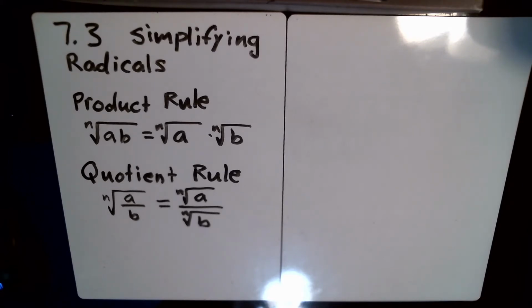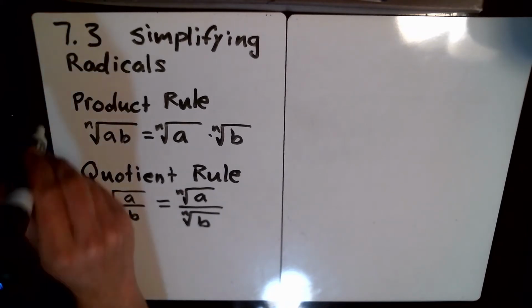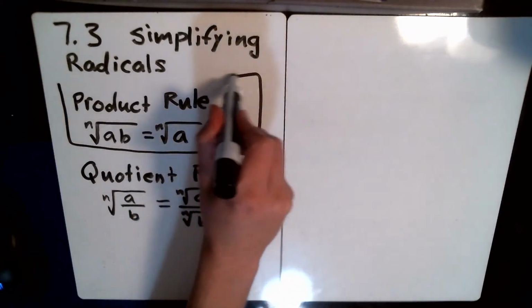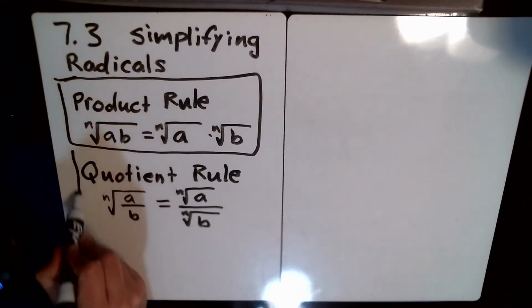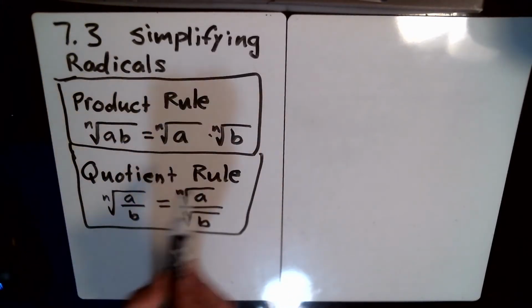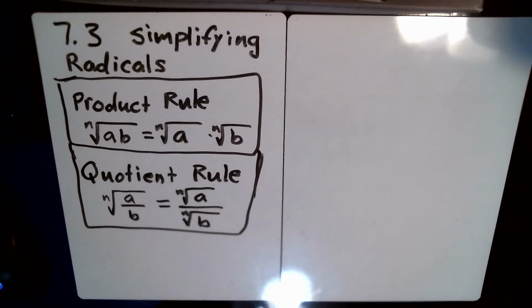Similar rules don't work when you have addition and subtraction, but these rules do work because if you kind of think about it, products are multiplication, and the nth root is like kind of undoing repeated multiplication. It undoes the nth power, so it works really well with multiplication and division. So these are the rules that you're going to be using, and they're kind of going to be happening behind the scenes to be able to simplify these essentially, okay?